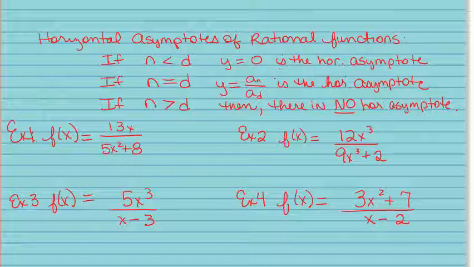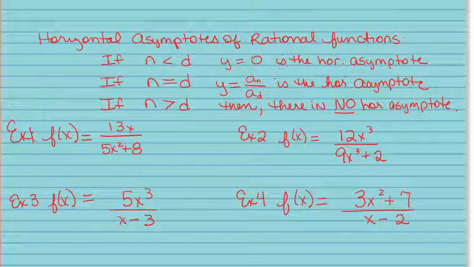If the degree of the numerator is less than the denominator, aka larger on the bottom, y equals 0 is the horizontal asymptote. If n equals d, then you go to the coefficients of each polynomial, the numerator and the denominator, and that becomes the horizontal asymptote. And if it's big on top, n is greater than d, then there is no horizontal asymptote at all. And we'll look at that case in just a minute.